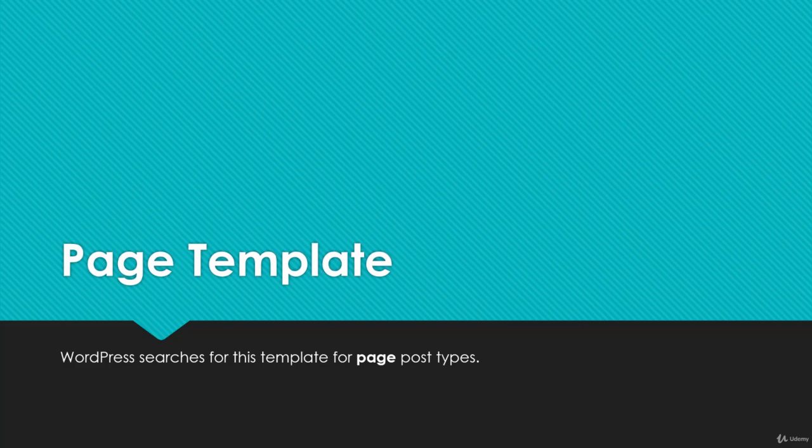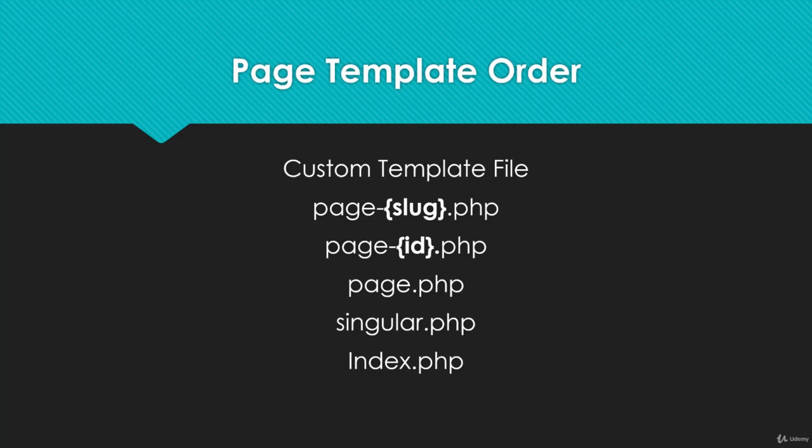Let's examine the order WordPress will use to determine what file to load. WordPress will begin by looking for a custom template file. You are free to create custom template files with custom names, but that's something we'll explore in a future lecture. If it doesn't find a custom template, then it'll begin searching for a template called page followed by the slug of the page. You can also use the ID, but that comes secondary to the slug. Lastly, it'll search for the page, singular, and index template files in that order.